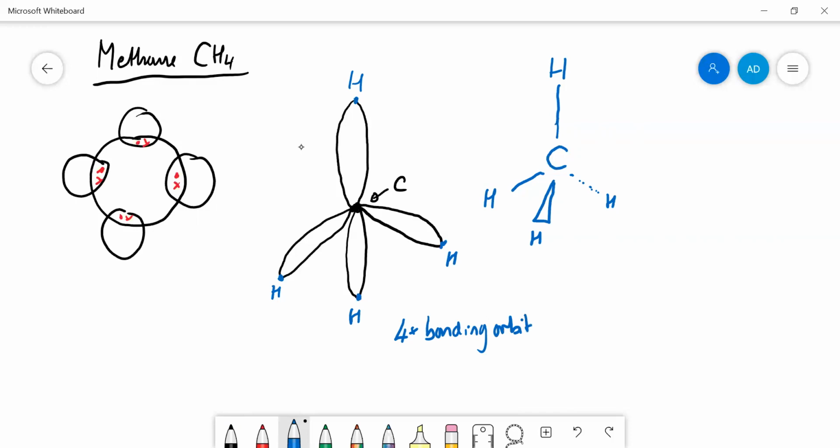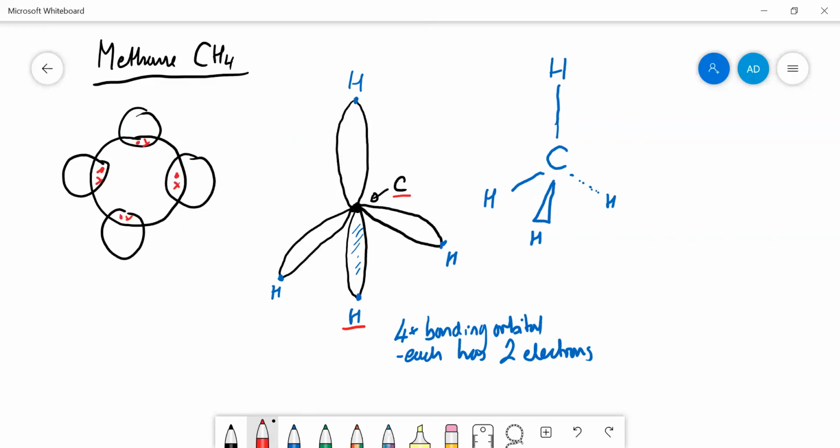Each bonding orbital has got 2 electrons in it. And one of those electrons comes from the carbon, one comes from the hydrogen, and they've got opposite spins. What's holding the whole thing together, like in the hydrogen? Well, this is all negatively charged here, isn't it? Yeah. And the carbon nucleus is positive, the hydrogen nucleus is positive, and so they're both attracted together.